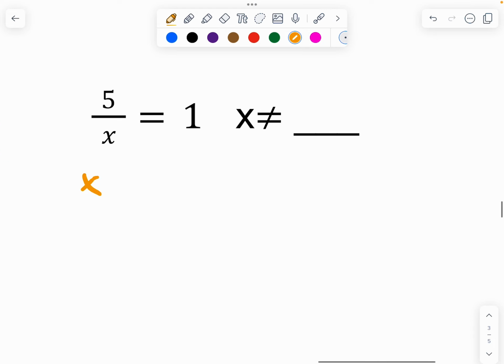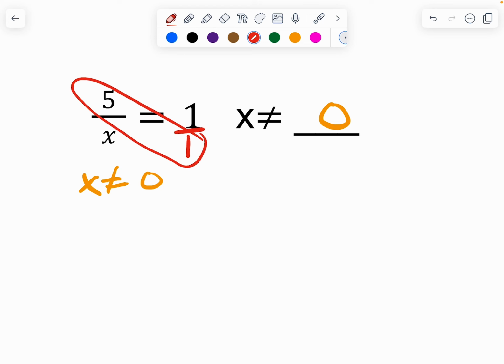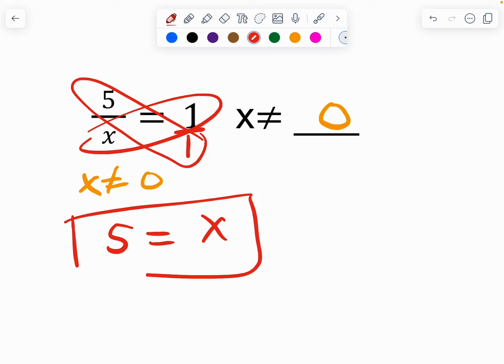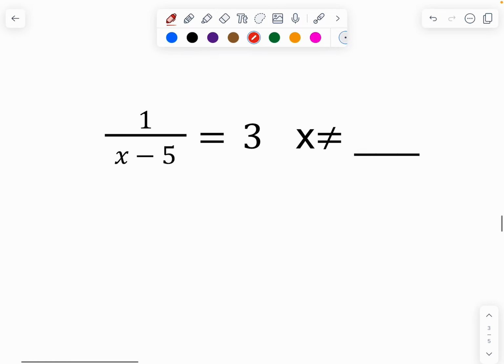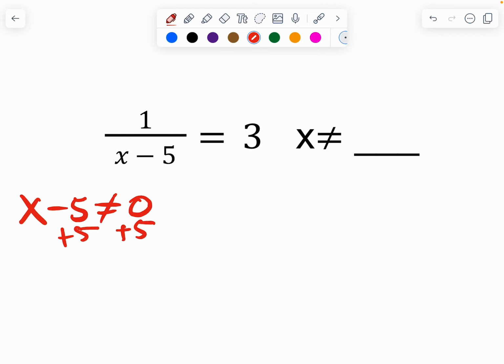This one, x cannot equal 0. So remember, this is over 1. So I multiply this way, I get 5. Multiply this way, I get x. X equals 5. This one, x minus 5 cannot equal 0. Add 5. So x cannot equal 5.